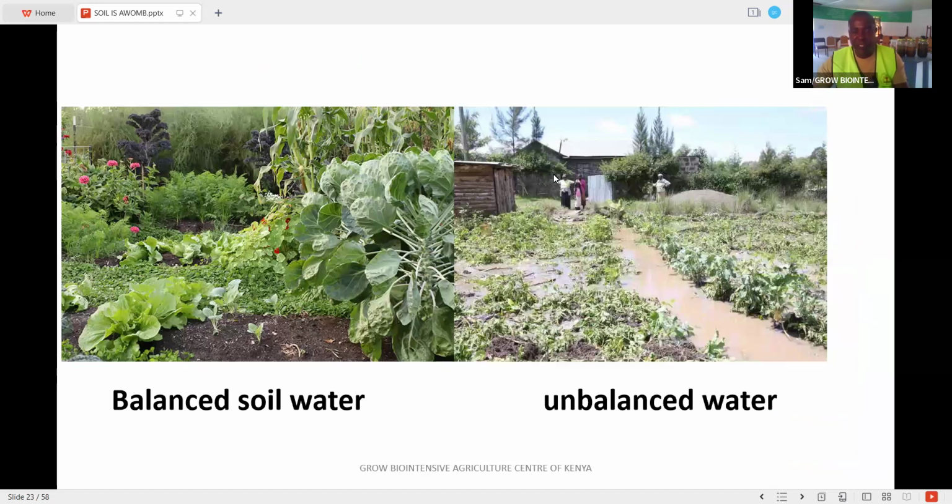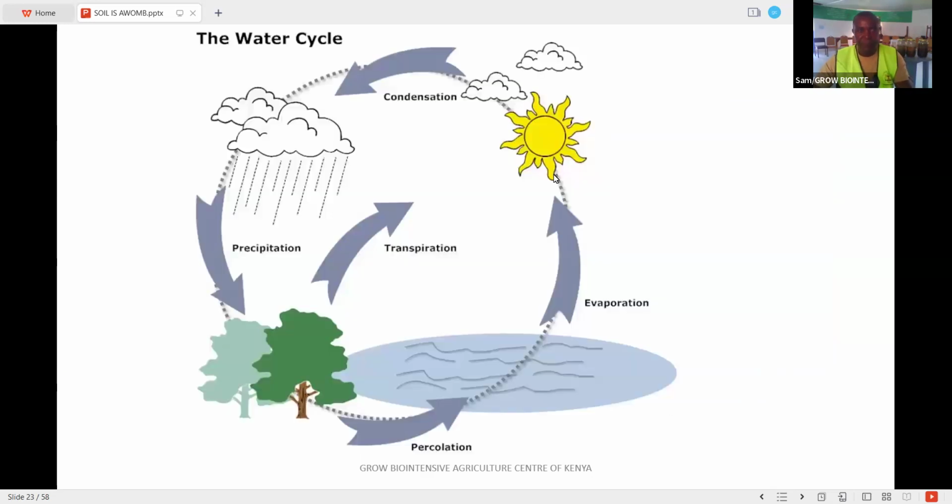Those two pictures show two farms. One farm has good soils where crops are growing very well and there's balanced water. And the other farm is where there's no balanced water, so water just floods, and the crops cannot do well there.